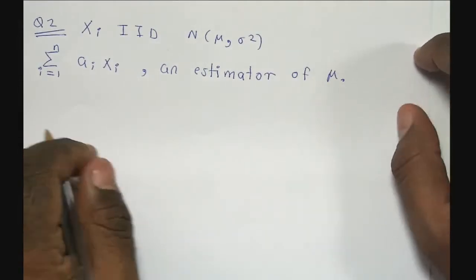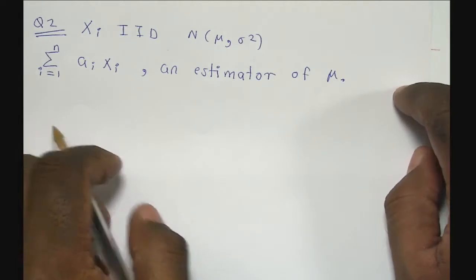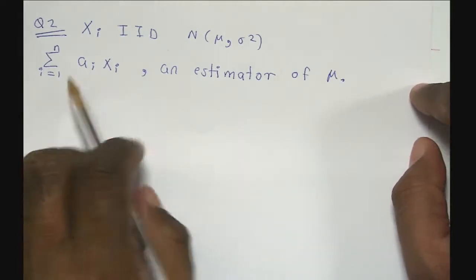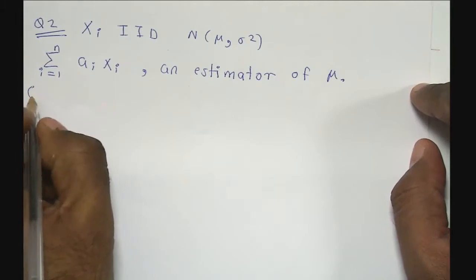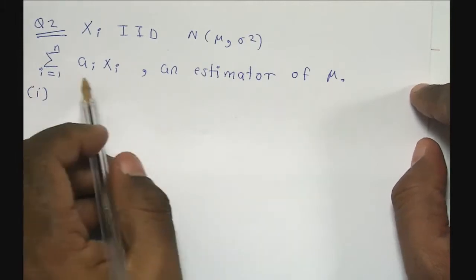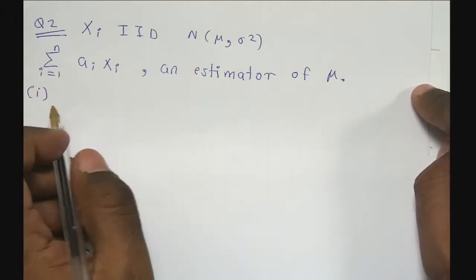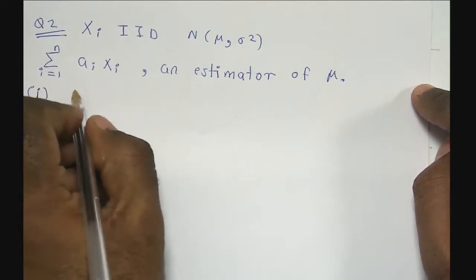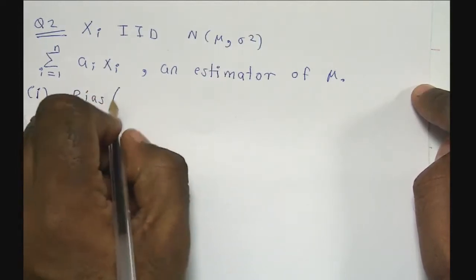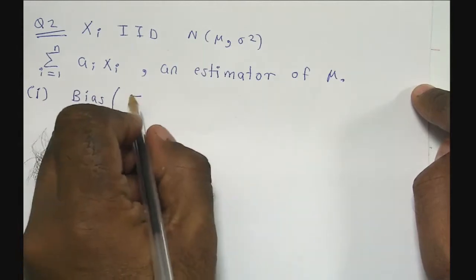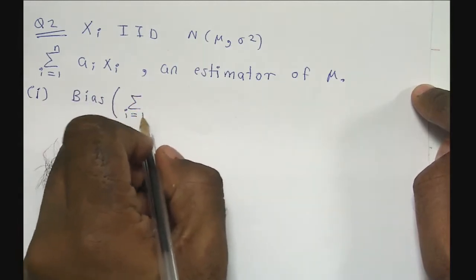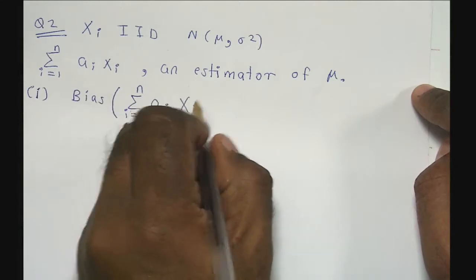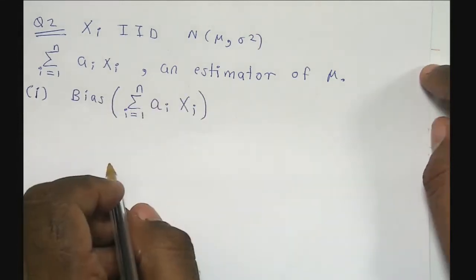Alright guys, listen, if you haven't done it, I know some of you have already done question 2, but if you haven't done it, could you please listen. The first part is to show that this estimator of mu is unbiased. So to show that something is unbiased, you need to find the bias of it and show that the bias is equal to 0, right? So that's what I'm going to do now. I'm going to show that the bias of this estimator is 0.